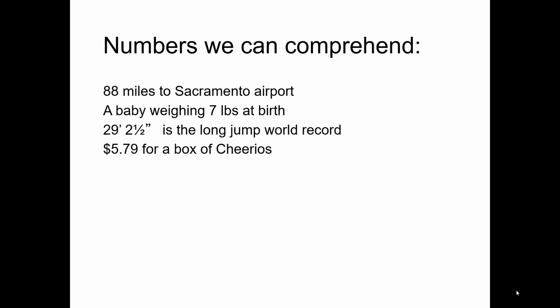Okay, so here are some numbers that we're pretty good at comprehending, like the fact that it's 88 miles from here to the Sacramento airport, or that a baby might weigh 7 pounds at birth. All of these things seem reasonable to us, at least except the box of Cheerios. That seems a little expensive.